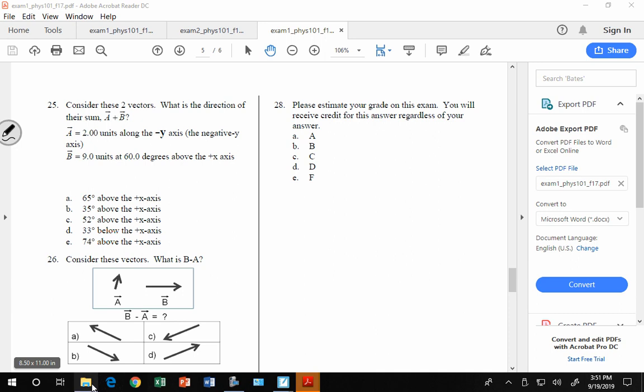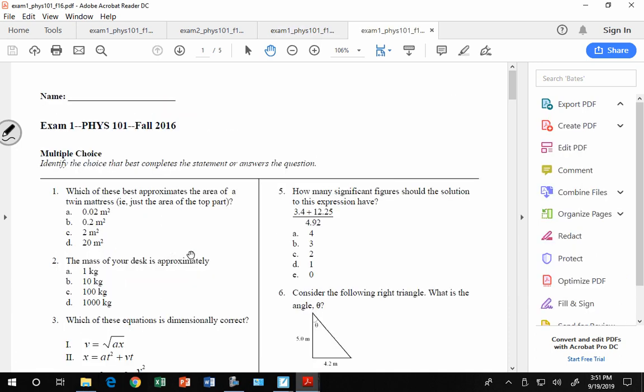Let's look at a different one. We did one like that. I want to show you another type. I can find one.